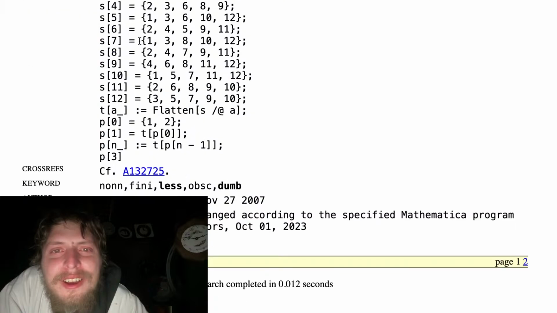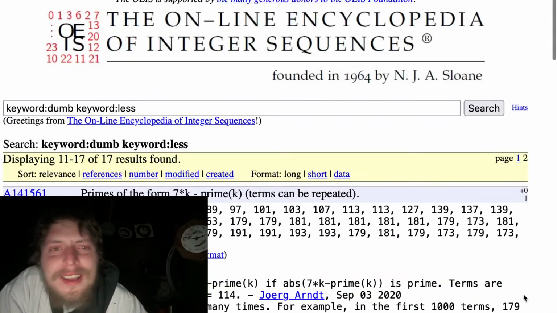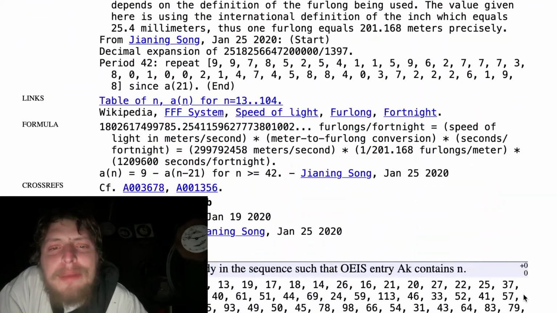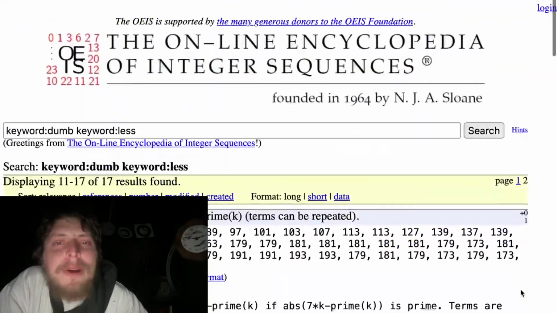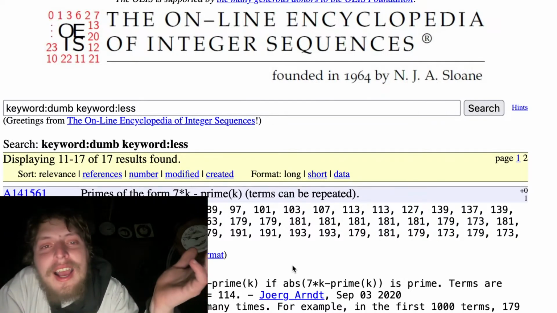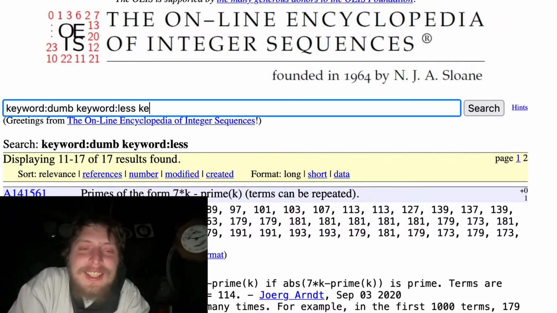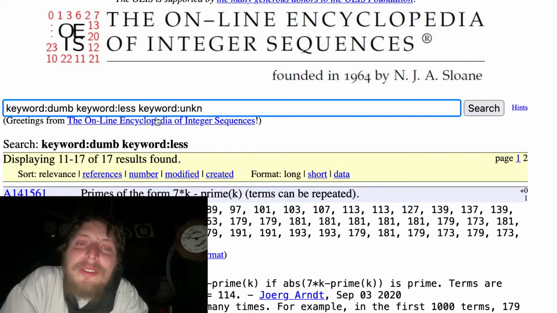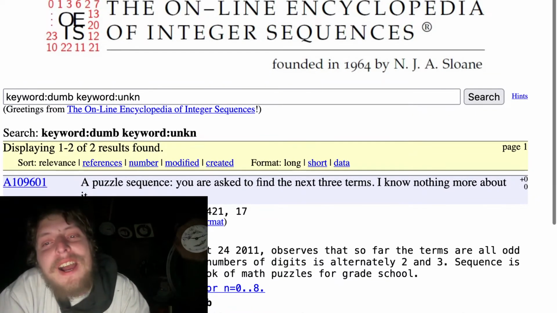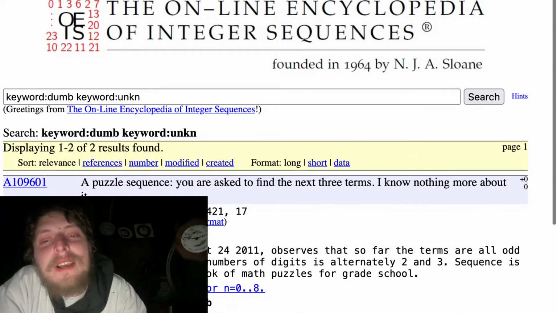Let me find the worst ones. Some are literally like, this is a puzzle my teacher gave me. What's the next number? And nobody in the comments knows. And some of those were under unknown. Yeah, look, a puzzle sequence. You're asked to find the next 3 terms. I know nothing more about it.